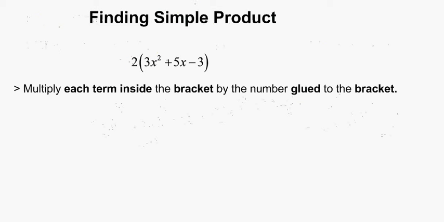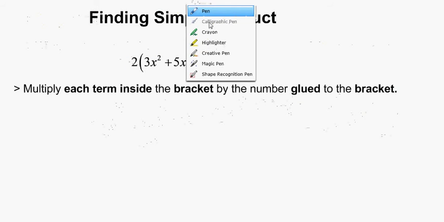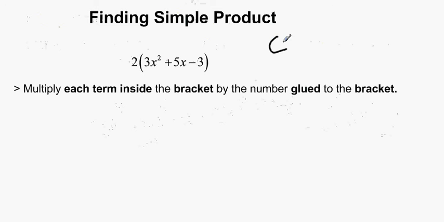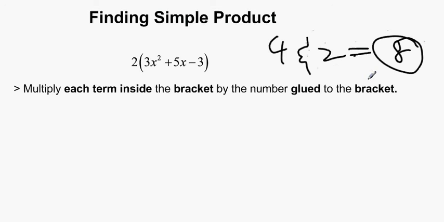Okay, so now let's look at finding a product. What do you understand by the word product? If I had to say find the product of 4 and, let's say, 2, it will be 8. So how did we get to 8? We said 4 multiplied by 2, because product is just another word for multiplication.